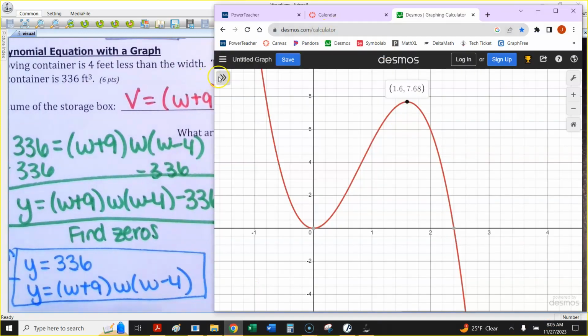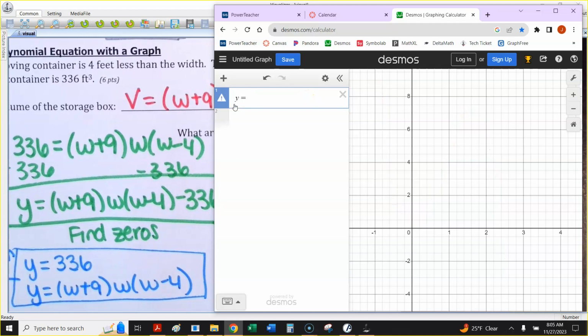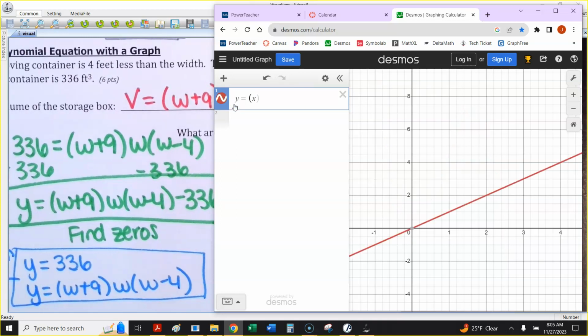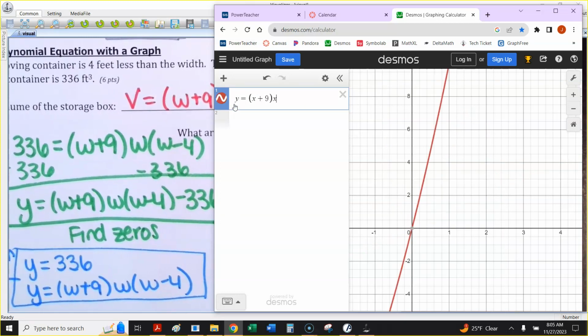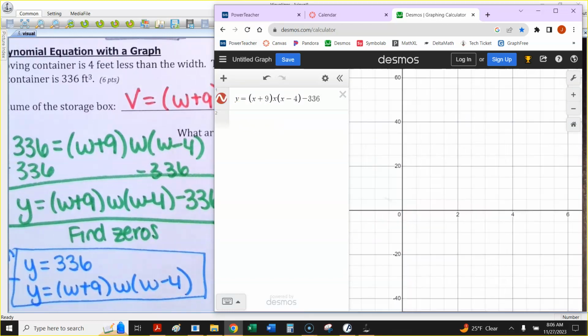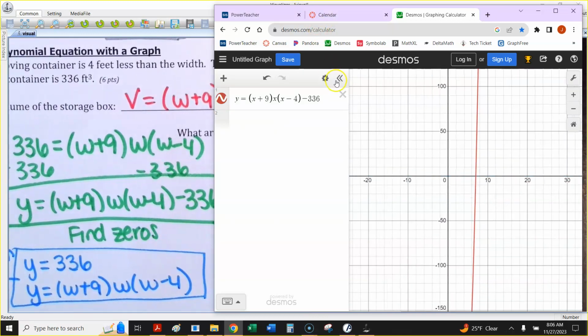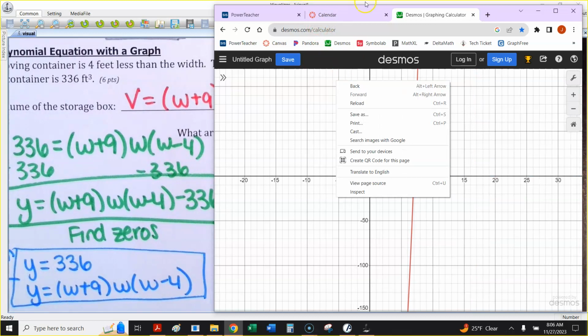The reason I usually do the system is because I always forget to subtract the 336, but if you do it that way, I'll show you, just use an X instead of a W. Okay, so if I graph it like that, and then I'd have to do minus the 336. And then again, I'm going to probably have to stretch this a little bit so I can actually see it.